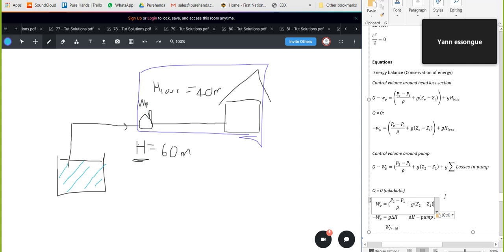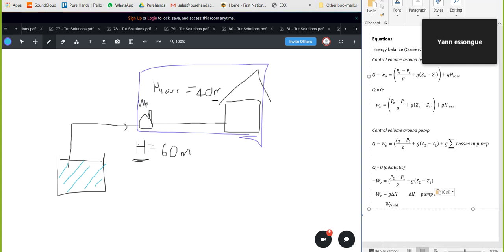Okay, so this stuff is actually very straightforward. These pump equations are very much like, remember MTV 310, when you had equations and it was just an energy balance. So it's the same thing.